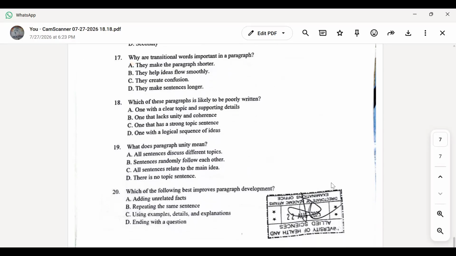Question 17. Why are transitional words important in a paragraph? A, they make the paragraph shorter. B, they help ideas flow smoothly. C, they create confusion. D, they make sentences longer. B.